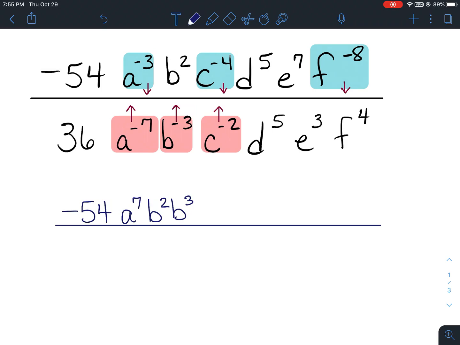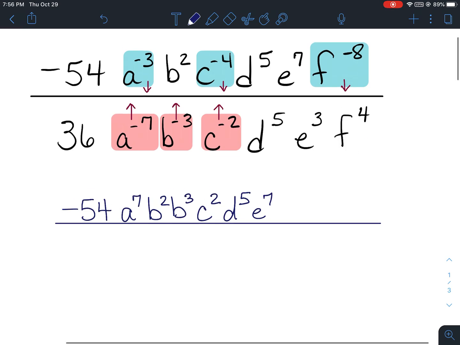c to the fourth is moving to the denominator, but c to the negative 2 moves to the numerator. And when it moves, it becomes a positive 2. d to the fifth stays where it is. e to the 7th stays where it is. And both of these stay where they are. And then f to the negative 8 is going to move to the denominator, and this is going to stay put. So that's it for the numerator.